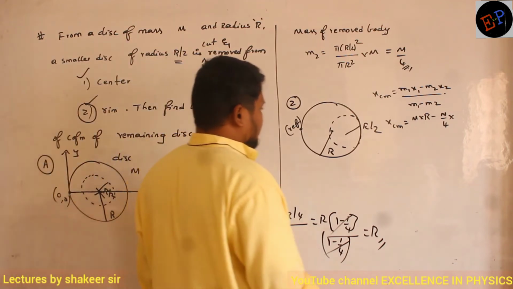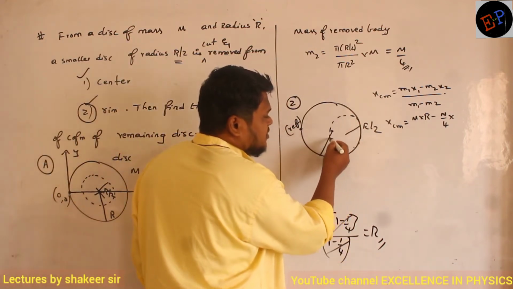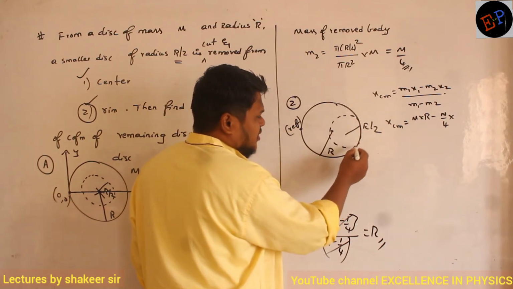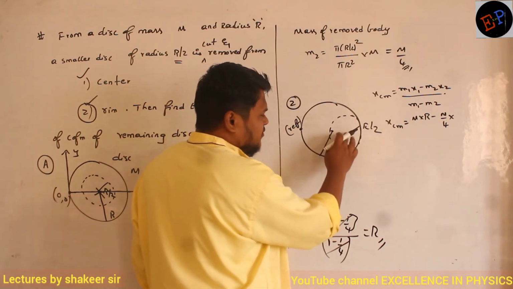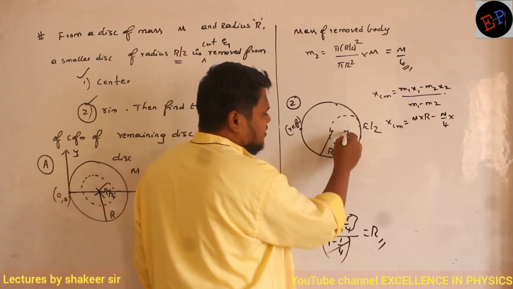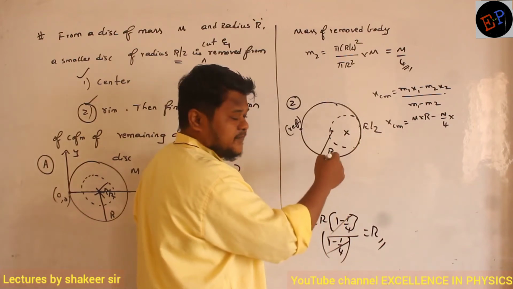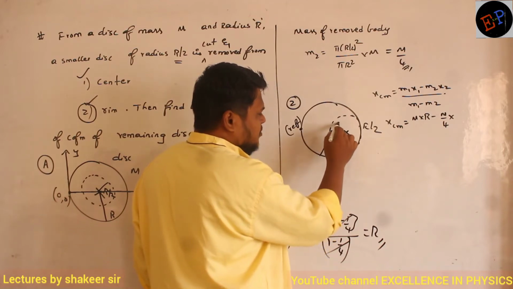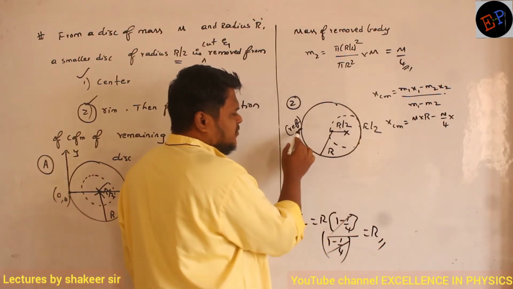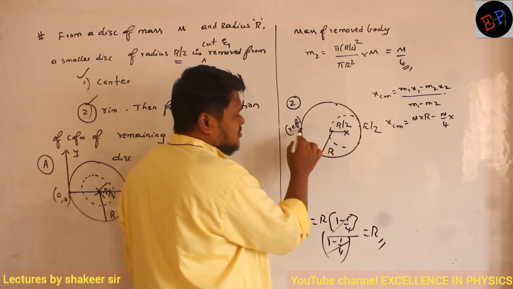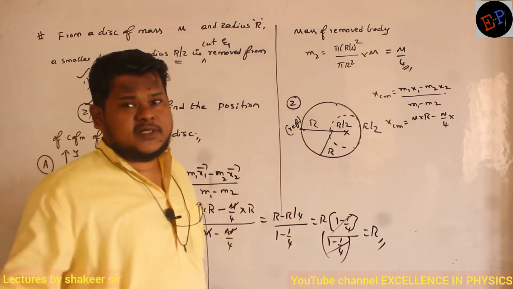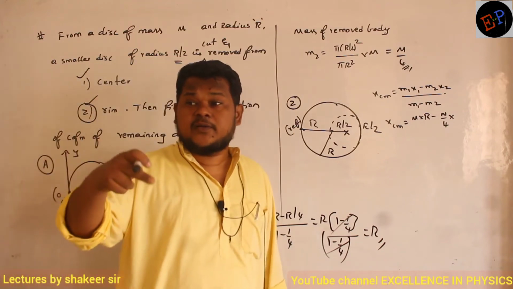3r by 2, correct. See, this is the removed disk, no? And this is also a regular body only, no? Removed body is also a regular body, so where will be its position of center of mass? Exactly at its center. Okay, for removed body. Now from this position, what is this distance? This is r by 2, okay? But from the reference, what is the distance? So this distance is r, no? So total r plus r by 2. That is the position of center of mass of removed body.